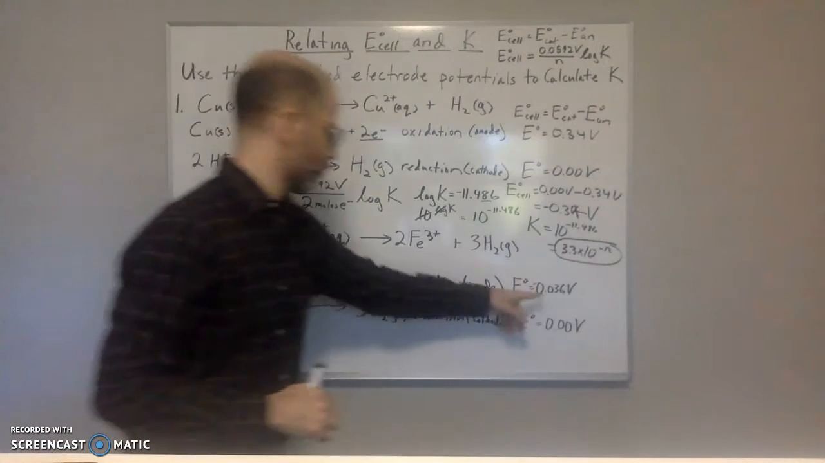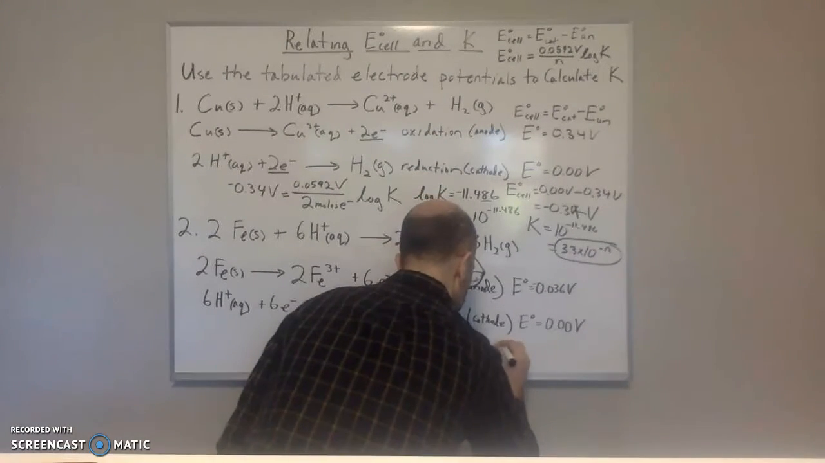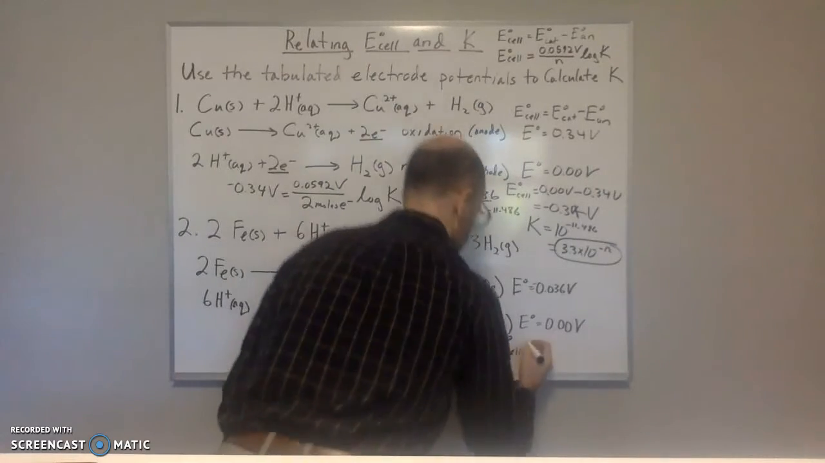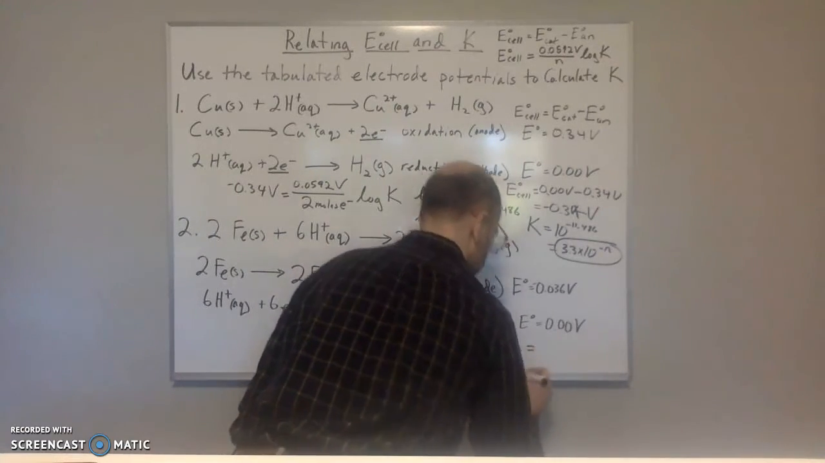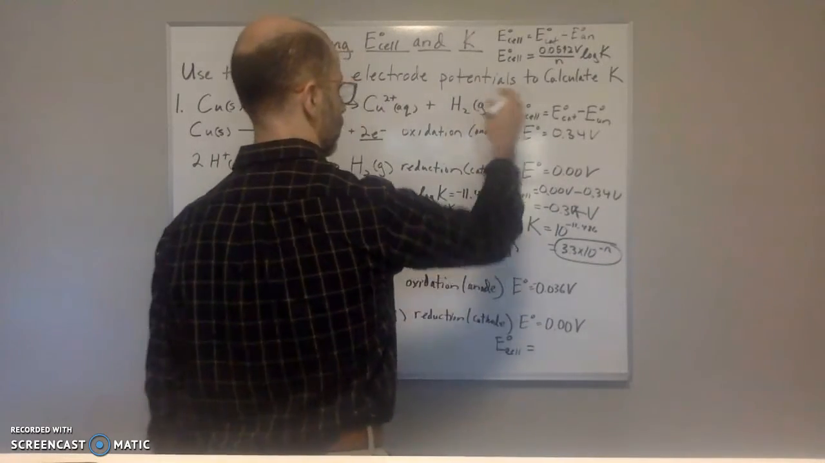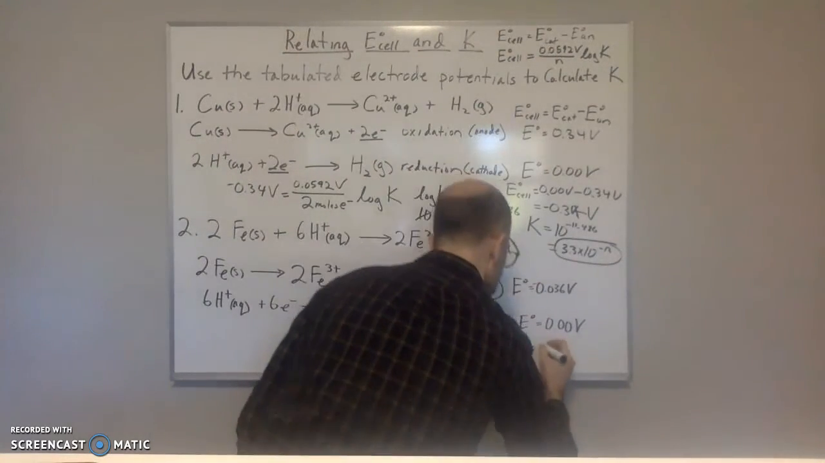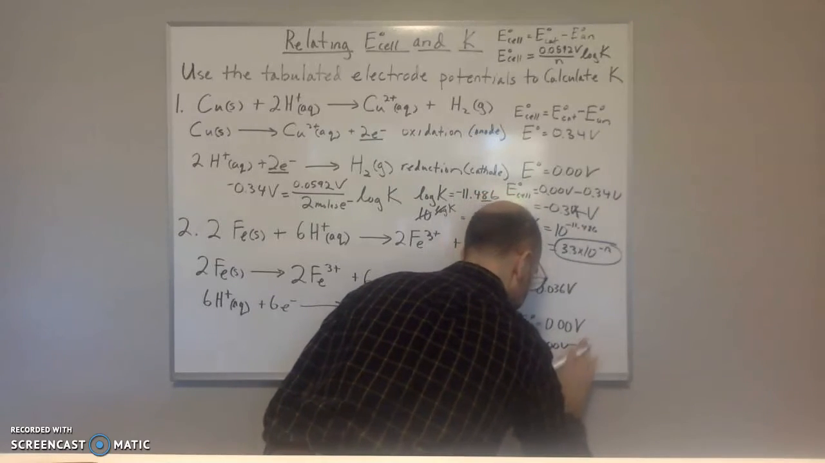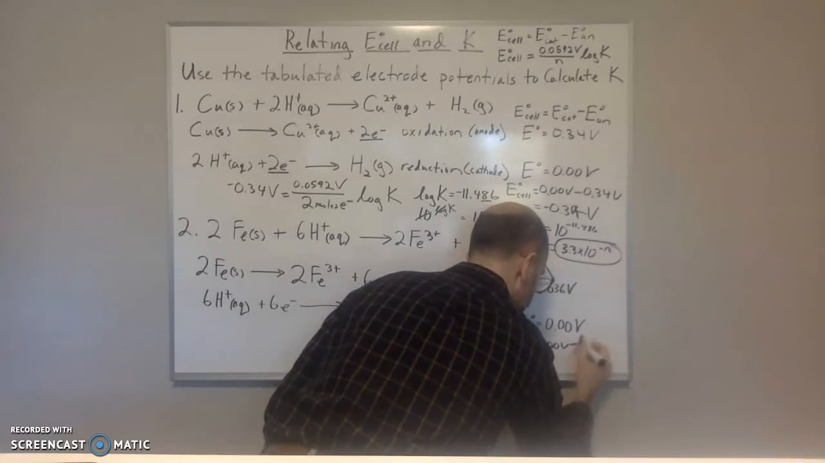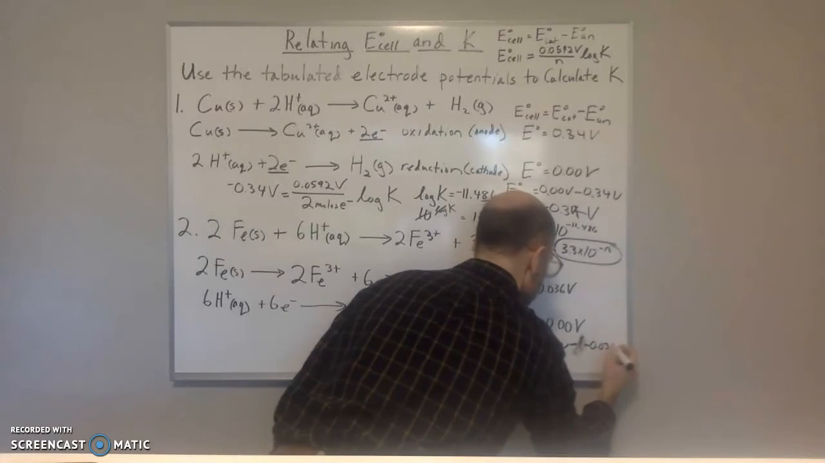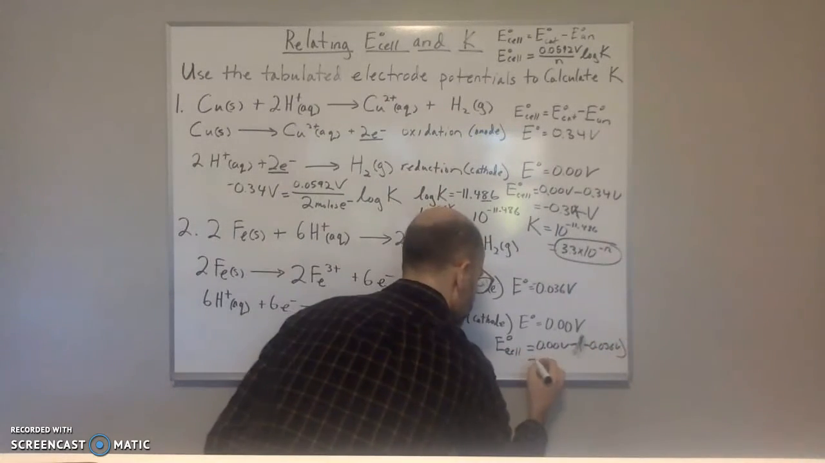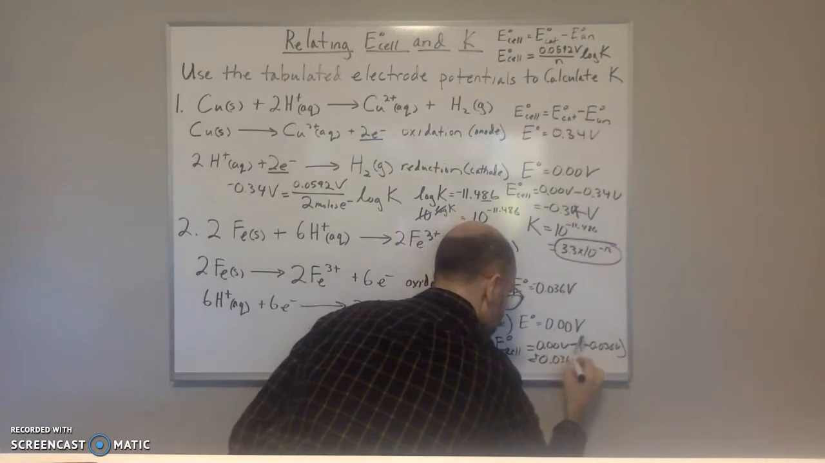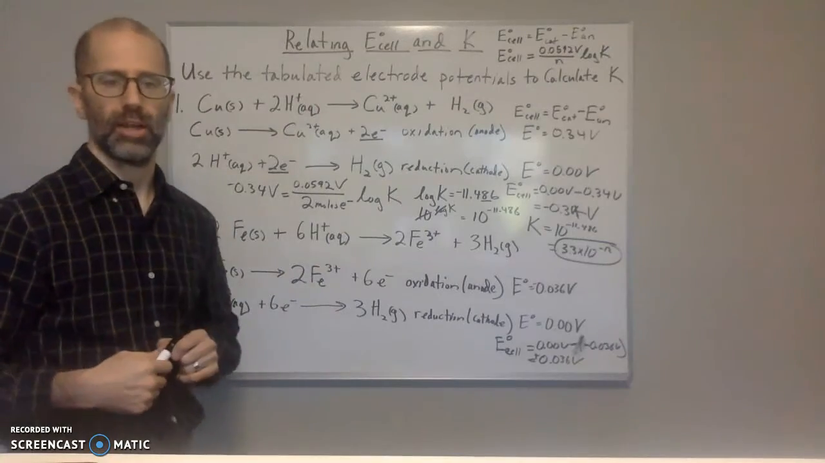Okay, so now if we subtract these two, the standard electrochemical potential is equal to cathode minus anode. So 0.00 volts minus negative 0.036 volts, and that's going to be equal to positive 0.036 volts.